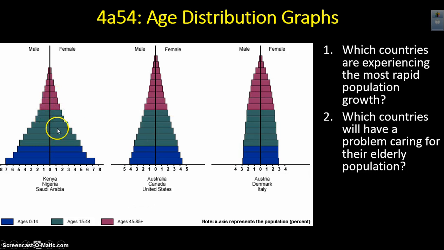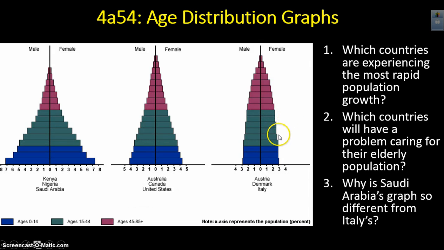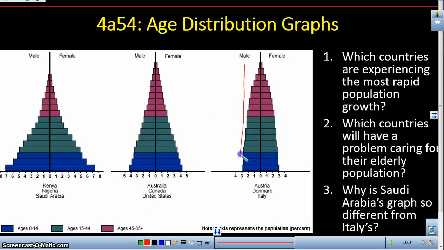The next question asked, which countries will have a problem caring for their elderly population? Well, if you have a small elderly population and all of a sudden in a few years' time it becomes a large elderly population, it's going to be the one that's experiencing the fastest growth rate. Over here, next question asked, why is Saudi Arabia's graph so different from Italy's? What you can see over here in places like Italy is they have almost zero growth rate right here. Very few individuals are being born compared to the amount of individuals that are being born over here.